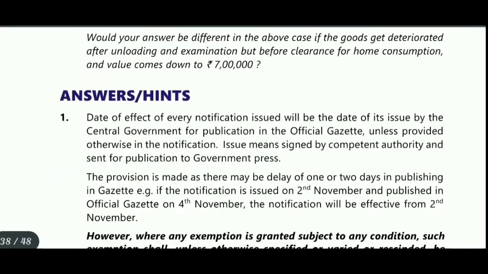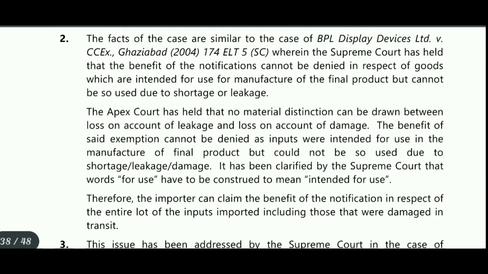Let's see. The answer says that the facts of the case are similar to the case of PPL Display Devices Limited versus CCEX Ghaziabad, 2004, 174 ELT 5, by the Supreme Court, wherein the Supreme Court has held that the benefit of the notification cannot be denied in respect of goods which are intended for use for manufacture of the final product, but cannot be used due to shortage or leakage. The apex court has held that no material distinction can be drawn between loss on account of leakage and loss on account of damage. It means that they have considered leakage and damage at par. The benefit of the said exemption cannot be denied as inputs were intended for use in the manufacture of final product but could not be so used due to shortage, leakage or damage.